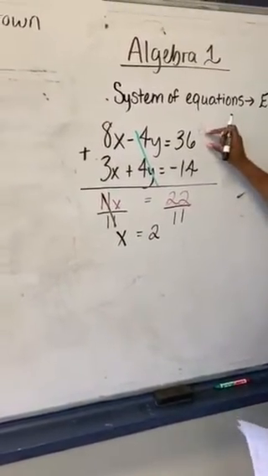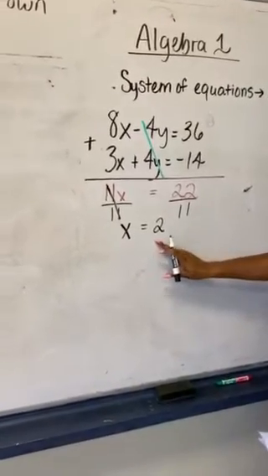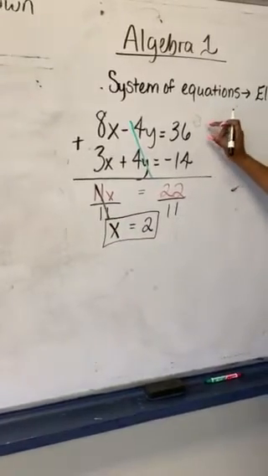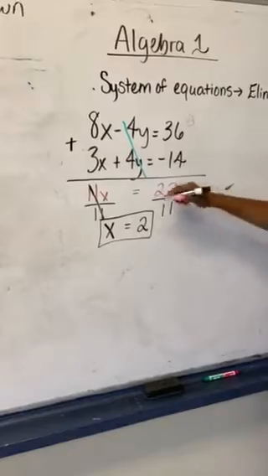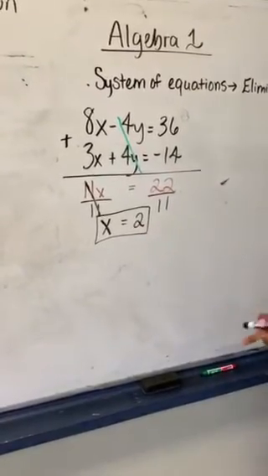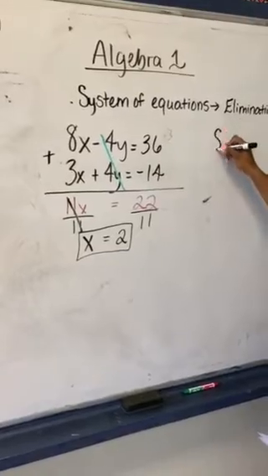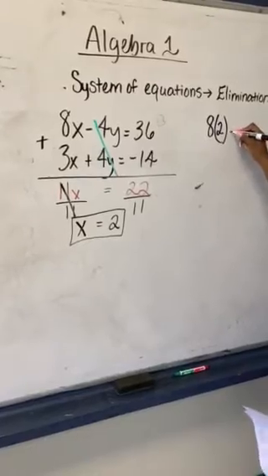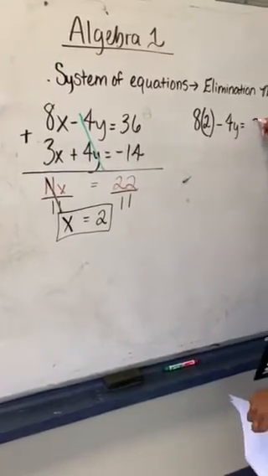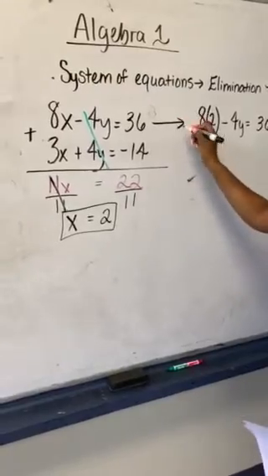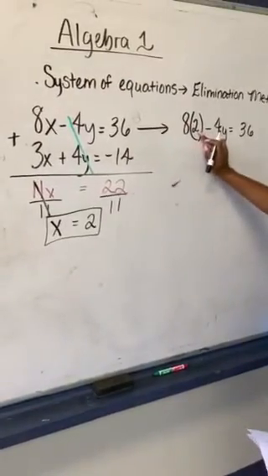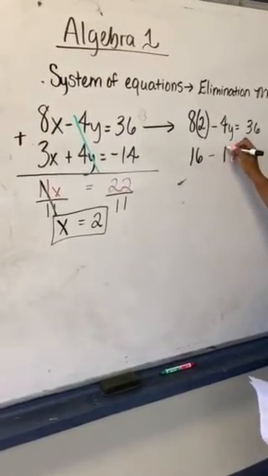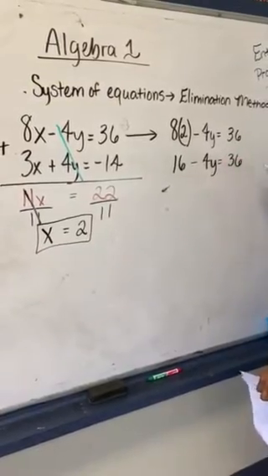So I can take any of these equations, it doesn't matter which one, and plug x into it. So this is good, and I'm going to choose this first equation here. Wherever I see x, I'm going to plug in 2 because I already know my value for x. So 8, and remember this is x and this is multiplication, I replace it with my 2, minus 4y equals 36. So I just literally copied the same equation and substituted 2. Now 8 times 2, 16 minus 4y equals 36.